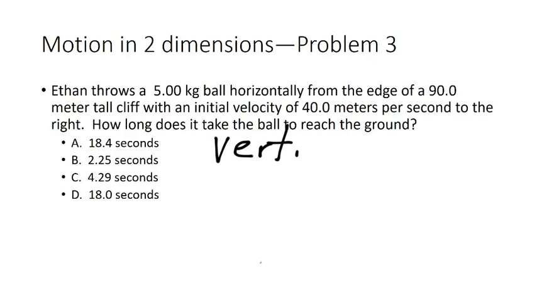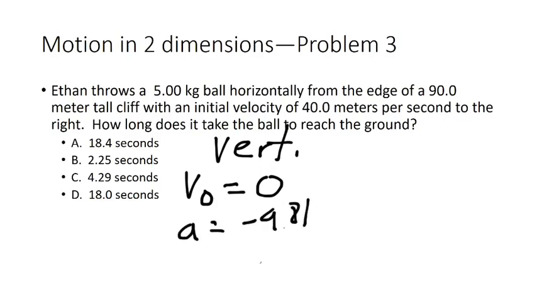Our initial vertical velocity, we'll call that v sub 0, is 0. The thing starts off with only a horizontal velocity. Our acceleration is negative 9.81 meters per second squared. Also, we're going to call it delta y. That's our vertical displacement. The thing has to fall 90 meters to get to the ground. So we're going to say the vertical displacement is negative 90.